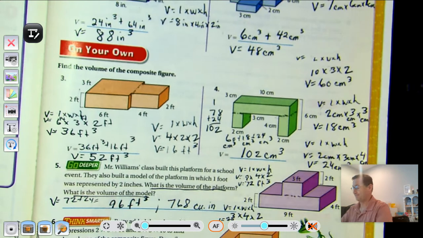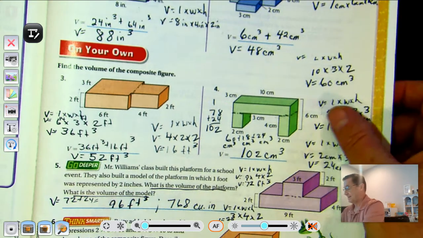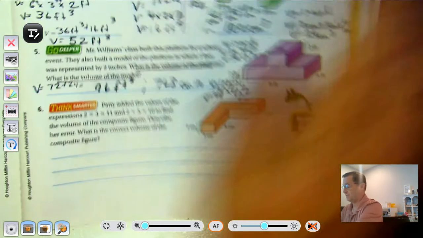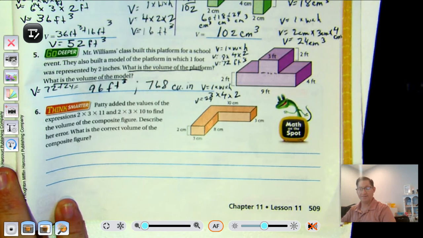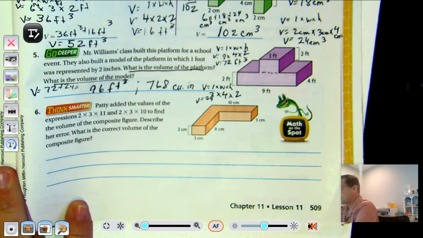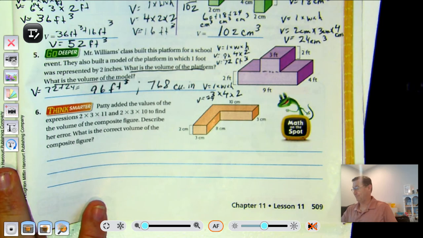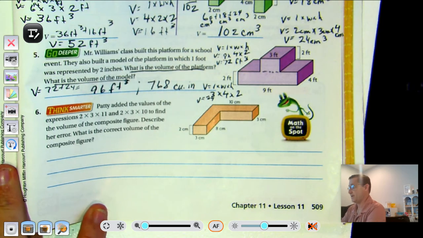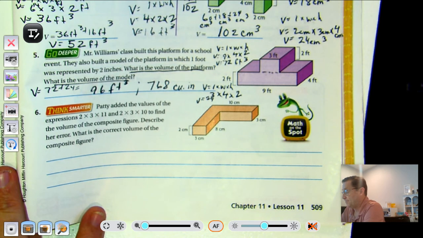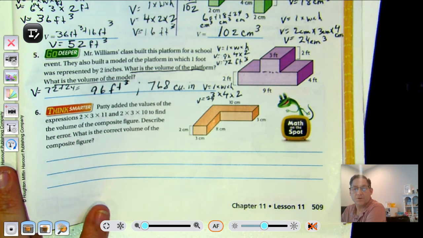All right, number 6. Patty added the values of the expressions 2 times 3 times 11 and 2 times 3 times 10 to find the volume of the composite figure. Describe her error. What is the correct volume of the composite figure? All right, so she did 2 times 3 times 11.